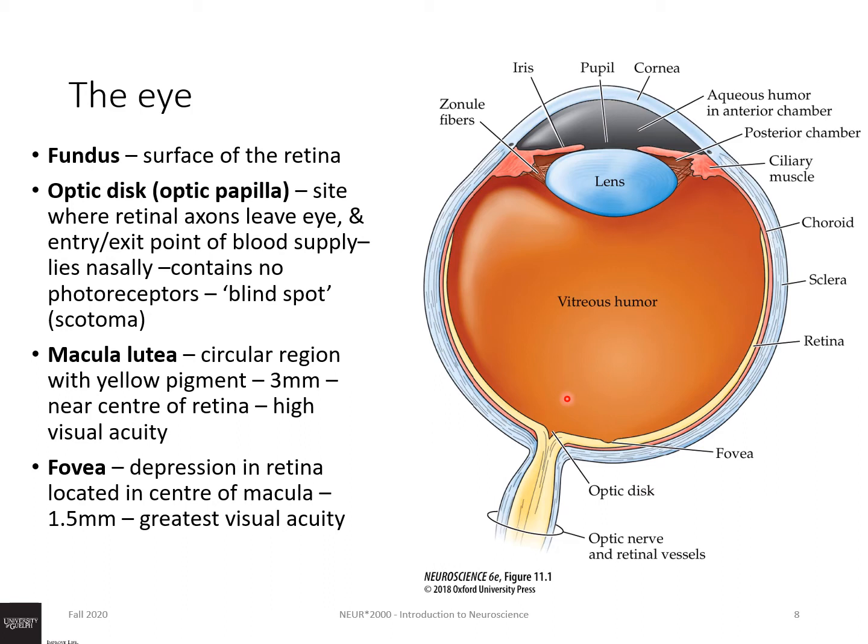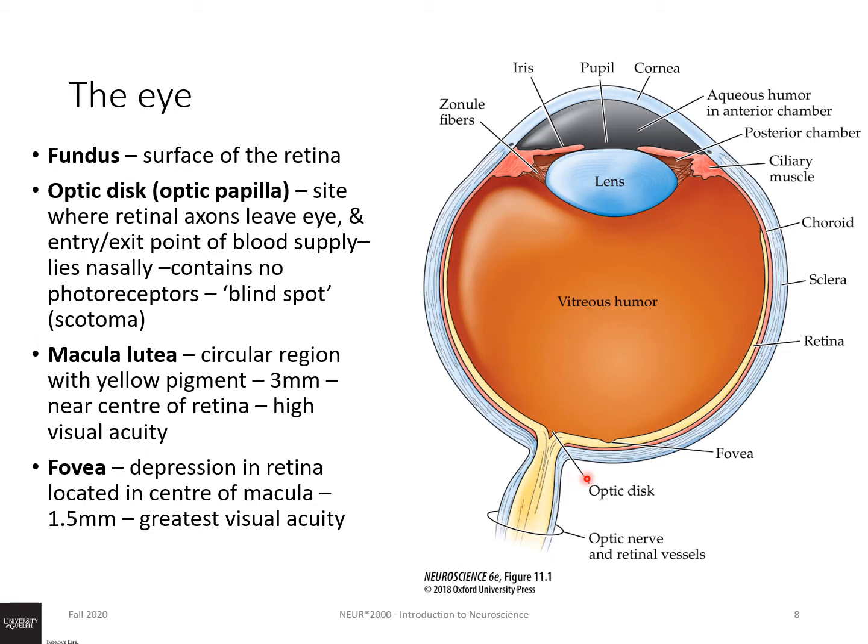It's also the site where the ophthalmic artery enters and the ophthalmic vein leaves the eye. So when we talk about a blind spot, this is the blind spot. There are no receptors in this particular spot because this is where the optic nerve begins.